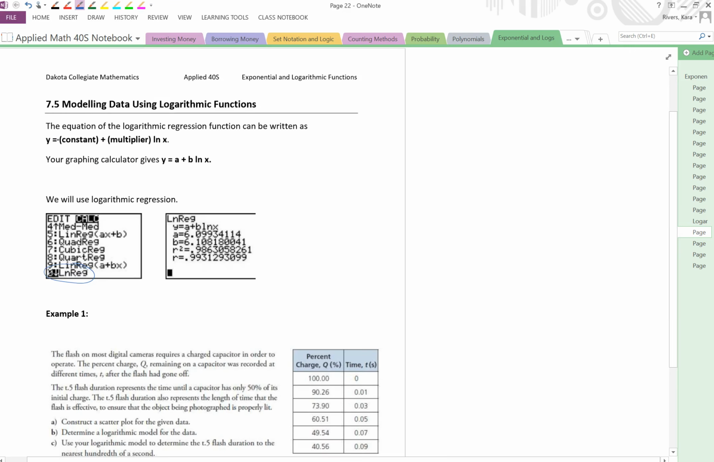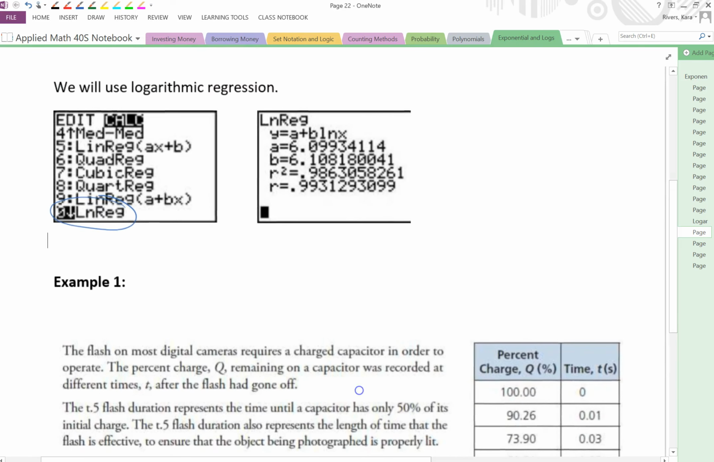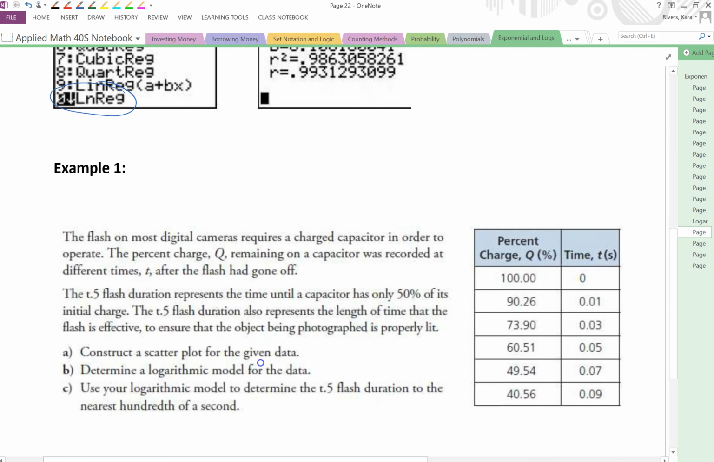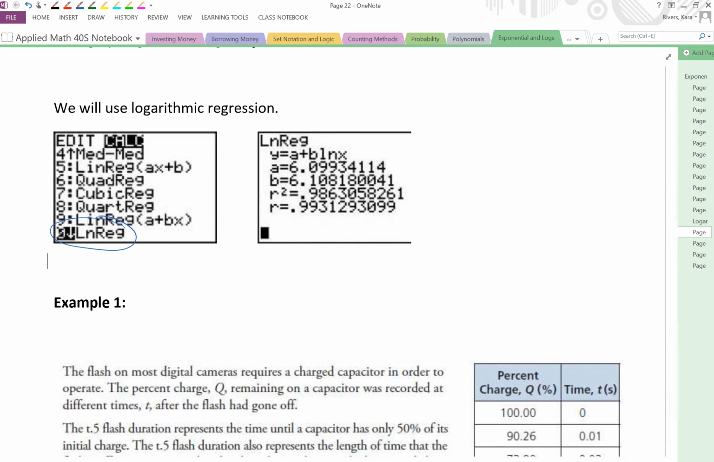Okay, so this first example we're going to look at, we can see how this works. And just to go back up here, sorry, when you get your menu, after you type in ln reg, you're going to get your equation. So that's your regression equation. It gives you a plus b ln x, and it's always going to give it in that format where there's a and b right there. You don't have to worry about the r's.